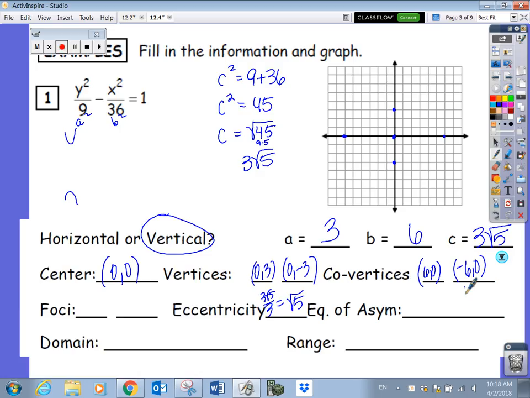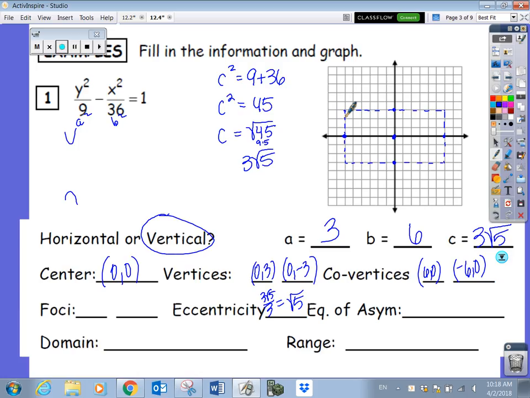Now, some of your teachers last year might have showed you to make a little box, okay? I'm going to make this little box. If you want to make it, terrific. If you're going to do it, be sure it's a dashed line. It's just kind of helpful to draw the asymptotes. If you struggle with the asymptote part of it, it's going to help you graph this. It's not necessary, but it's helpful.